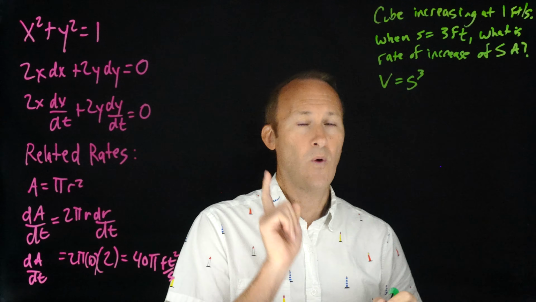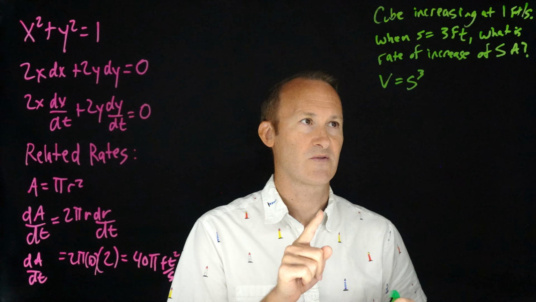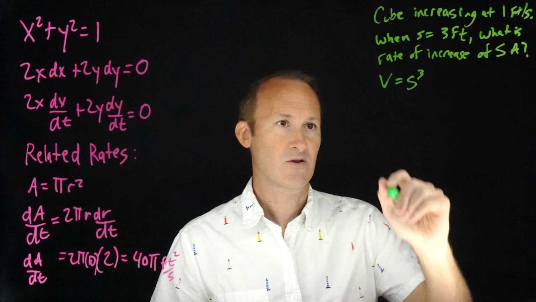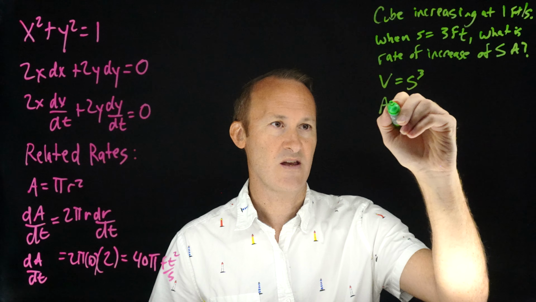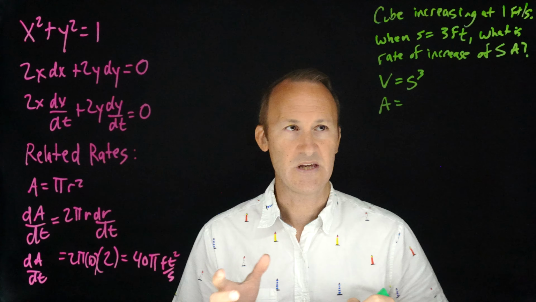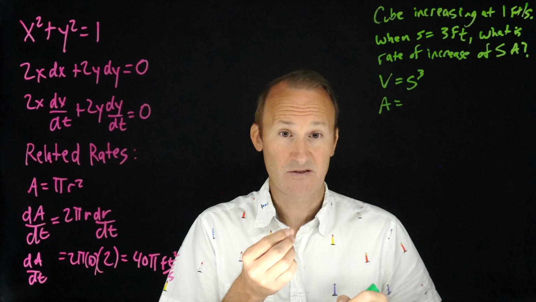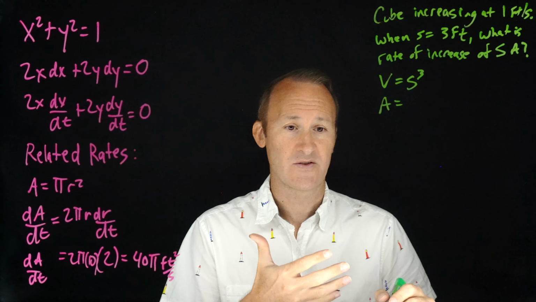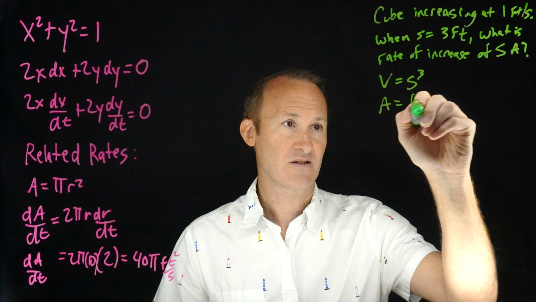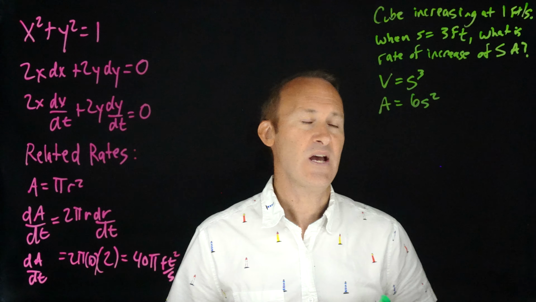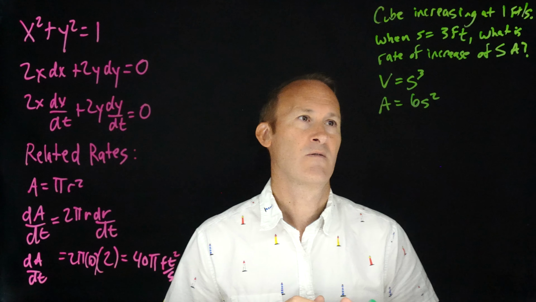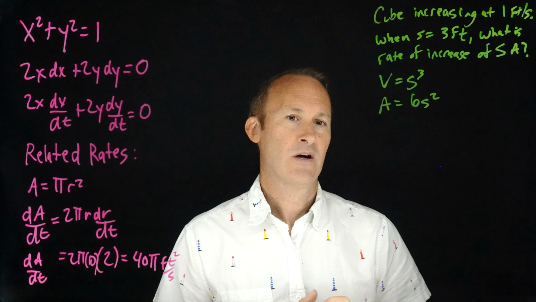Now, what we want to know is the rate of the increase of the surface area. So the surface area of the cube, we can just use A here, is going to be each of the sides squared, added up. There's 6 of them, so it's 6s squared. So we have these two equations that we are working with.